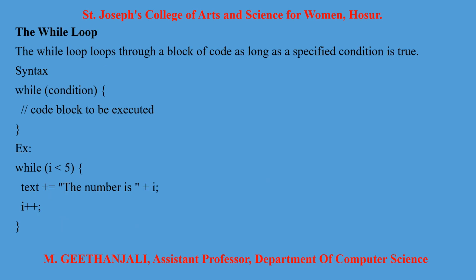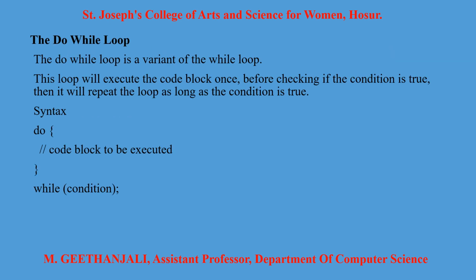The next one is the while loop. The while loop loops through a block of code as long as the specified condition is true. While condition, the block of code will be executed. For example, while i less than 5, text plus equal to the number is plus i, then i plus plus. Here the value i is executed as long as it is less than 5, that is, values 0 to 4 are executed.